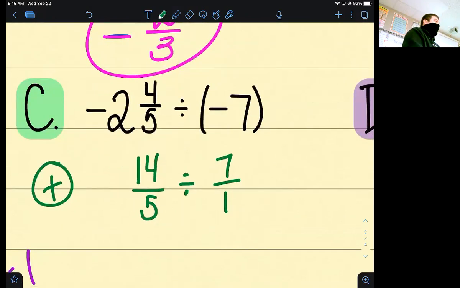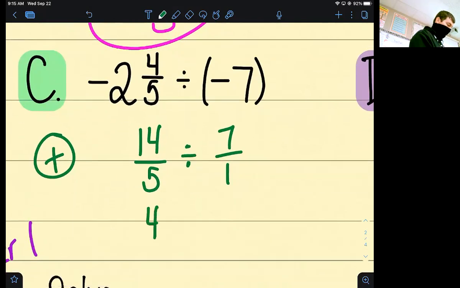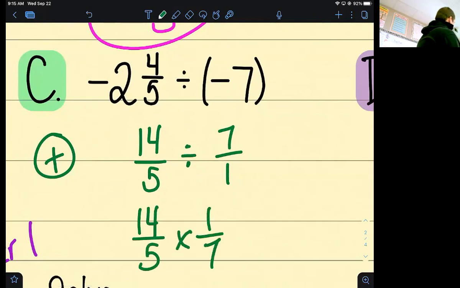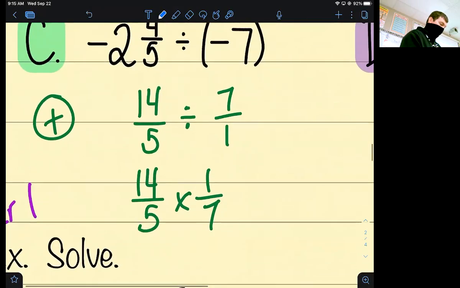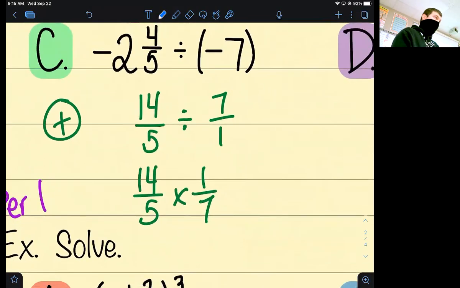Keep, change, flip. Maddie Cheeseman, what's this problem going to be after I keep, change, flip it? That's right. And Maddie, do you see anything that cancels here? 7 with what? Oh, that's right. 14 and 7 can cancel. 7 goes into each of those, goes into 7 once, and it goes into 14 twice. So I end up with a positive answer, like we said. And what's 2 times 1? And 5 times 1.